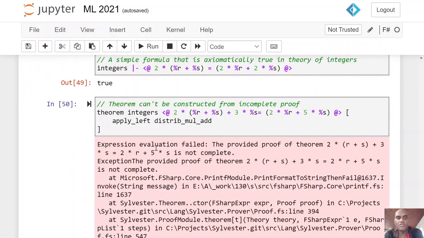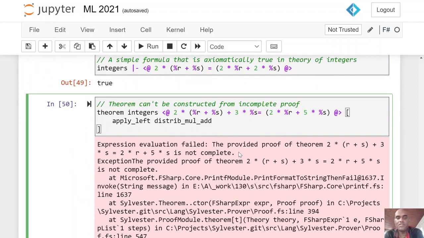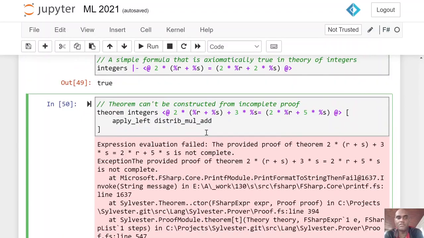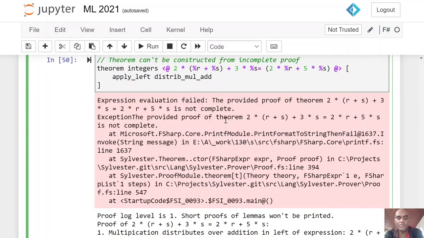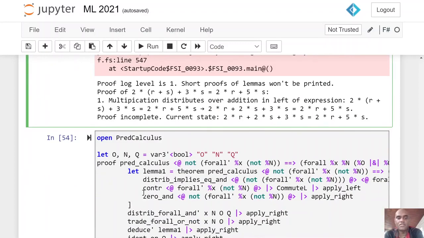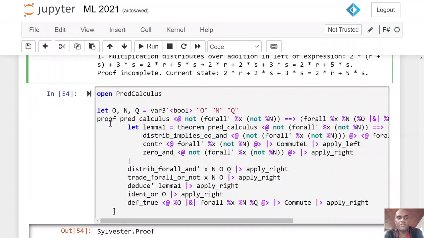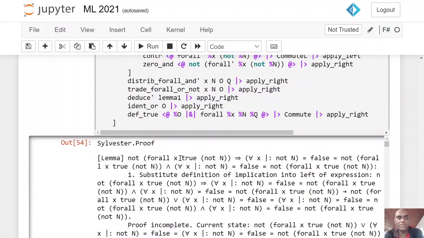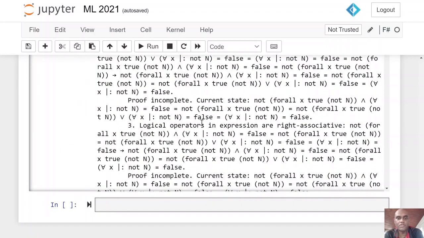So we can try another proof of a simple integer formula. But in this case, if we don't complete the proof, then we can't construct a theorem. This throws an exception, just like LCF theorem provers do if we don't provide a complete proof. And this is another theorem in predicate calculus. It's a longer theorem that shows more of the features of SELF, different tactics, rules, and lemmas. So this is a much longer proof.